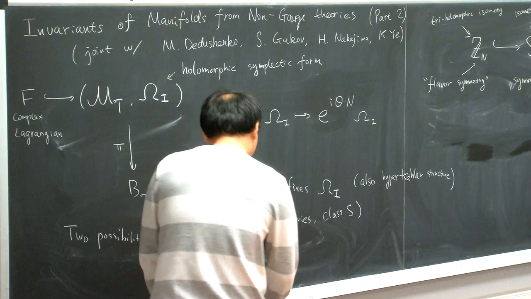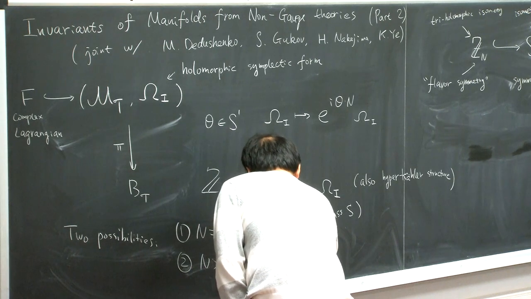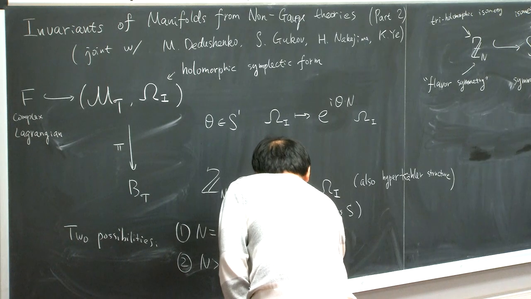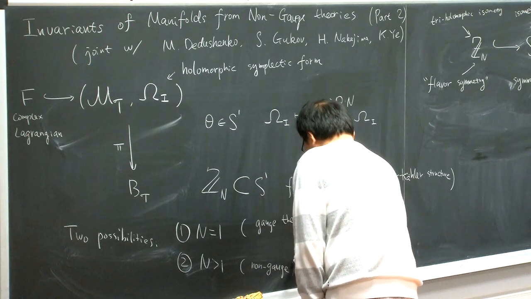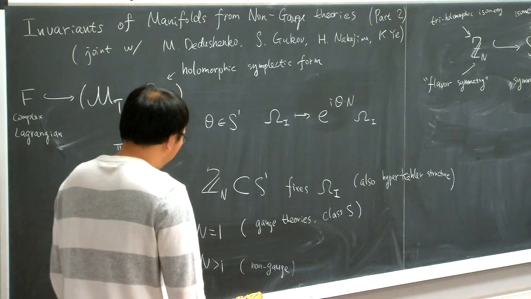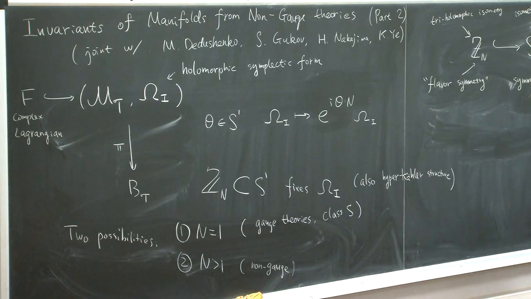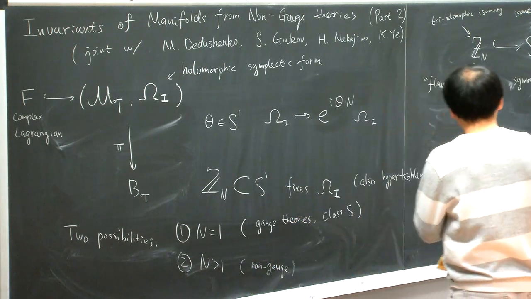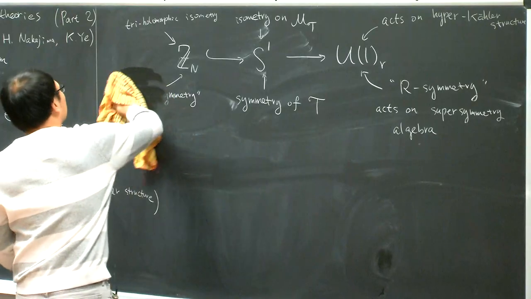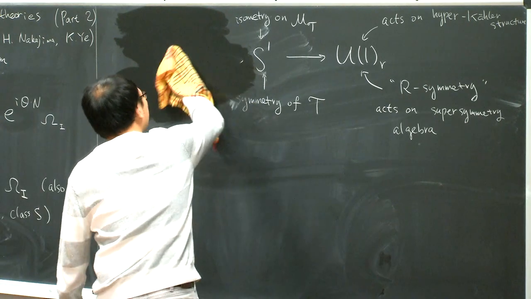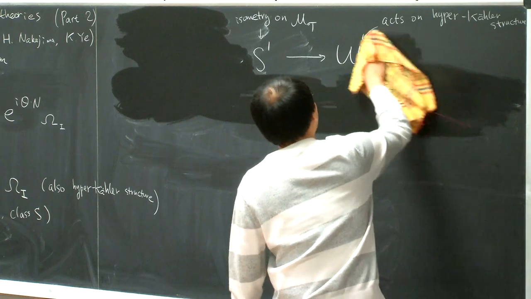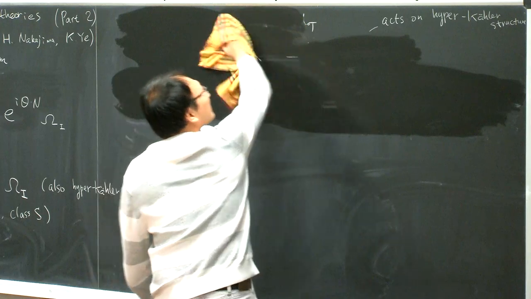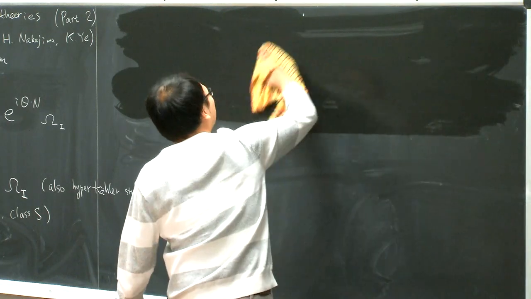And then for the second class of theory, this has to be non-gauge theories. And they cannot be of class S. But sometimes they are closely related to class S theories. Since all the examples that I've given last time belong to the first class of theories, you may wonder whether there are actually interesting theories that belong to the second class. So let me give you a few.